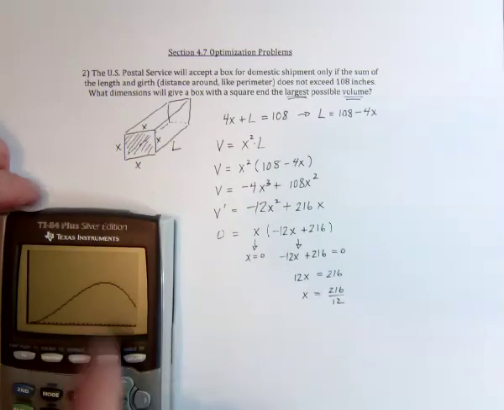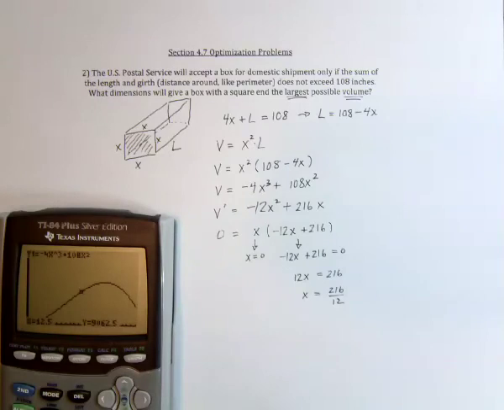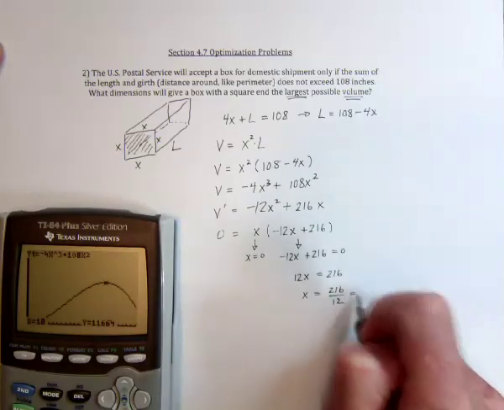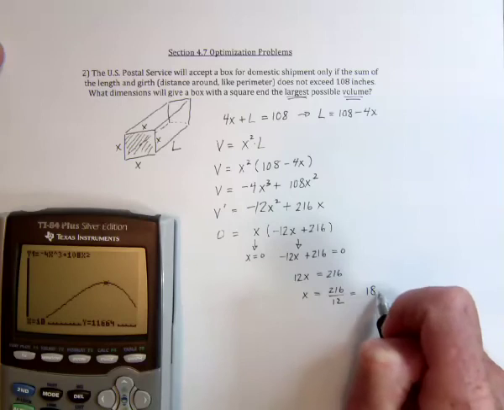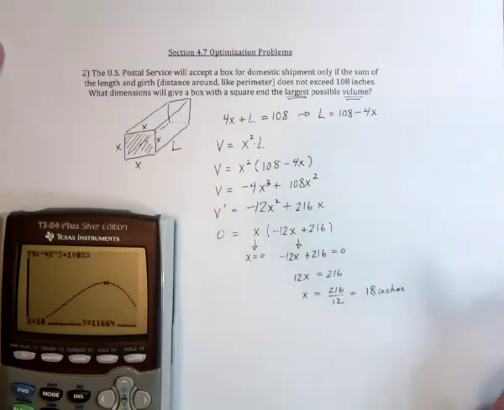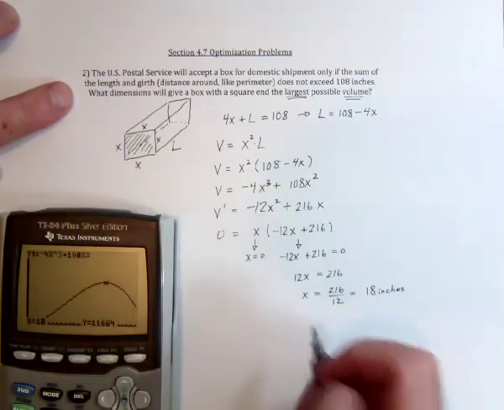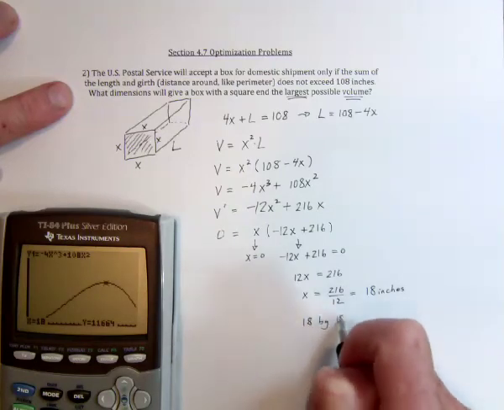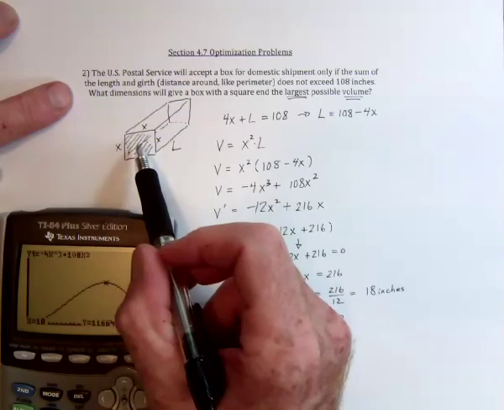Okay, I think I can check the answer at the same time. If I trace and put in 216 divided by 12, yes, that's the maximum. Very nice. So it's an 18, so 18 inches, which is 1.5 feet. And do they want the volume or the dimensions? What are the dimensions? Okay, so it's going to be 18 by 18. That's for the end of it.